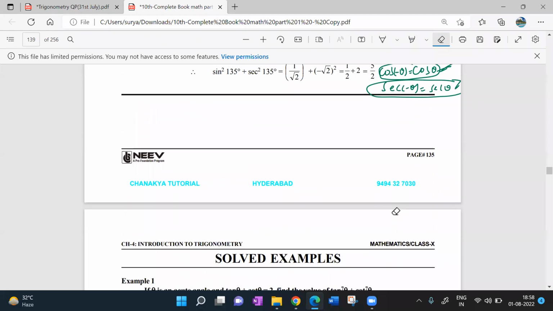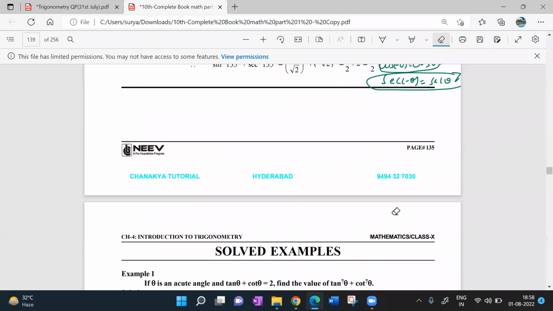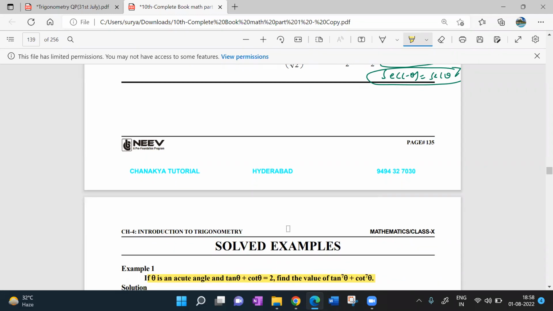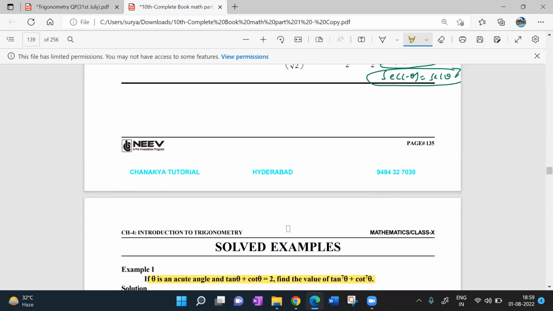Next, I would request everyone of you to solve the first question here. Everyone solve this question quick. If theta is an acute angle and tan theta plus cot theta is equal to 2, find the value of tan to the power of 7 plus cot to the power of 7. Quick.